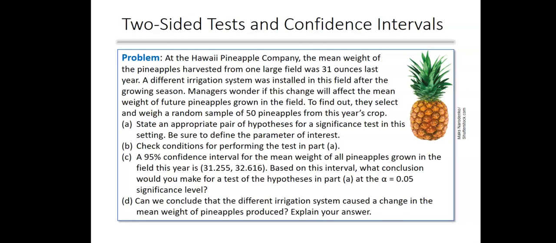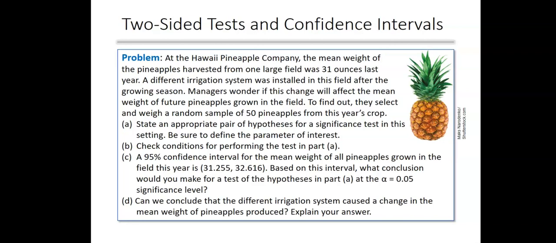So a 95% confidence interval for the mean weight of pineapples was calculated as 31.2 to 32.6. Based on the interval, what conclusion can you make at the alpha level of 5%? So this is a 95% confidence interval, and the null of 31 is not in the interval. So not only can I say we do have evidence to say we don't think it's 31, we can actually go to the further step of saying, because it's a two-sided test, because this is not equal to, we can say we reject the null, right? We do have evidence to say that the average is not 31.